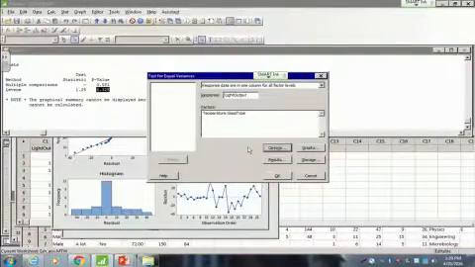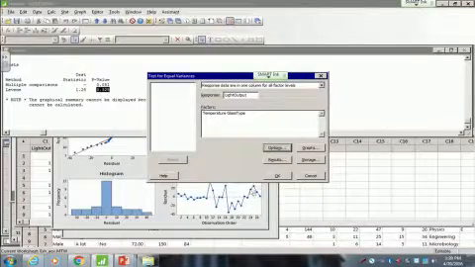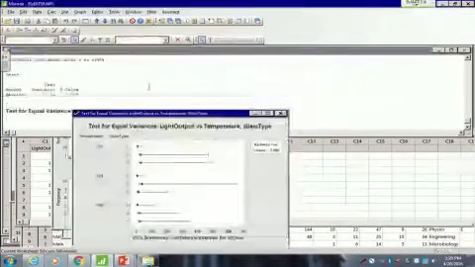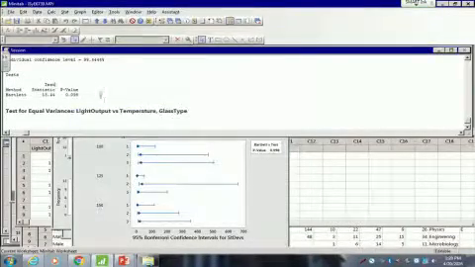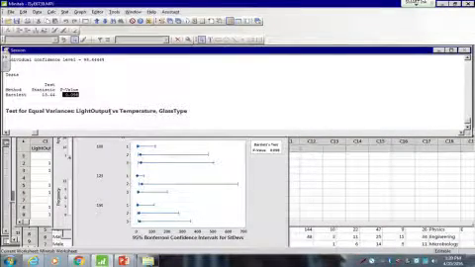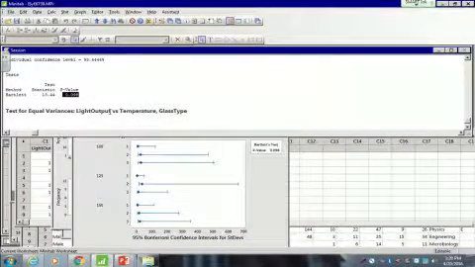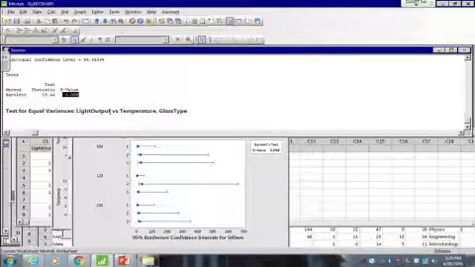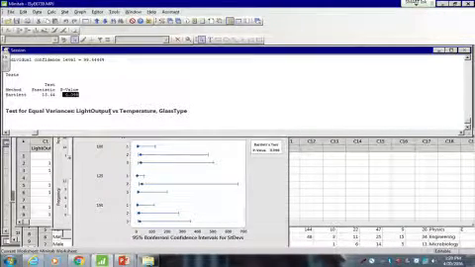Okay, and for this one, you can see this is the Bartlett test. Again, p-value is 0.09, so variances are constant. Okay? Any questions? We good?